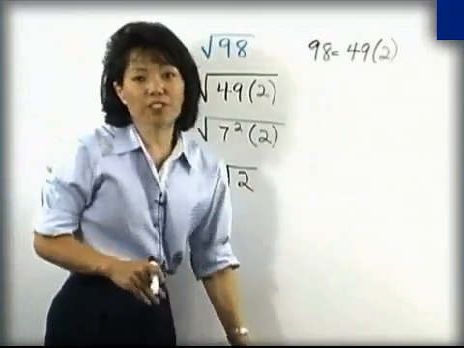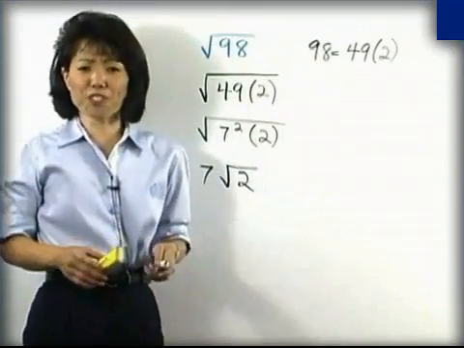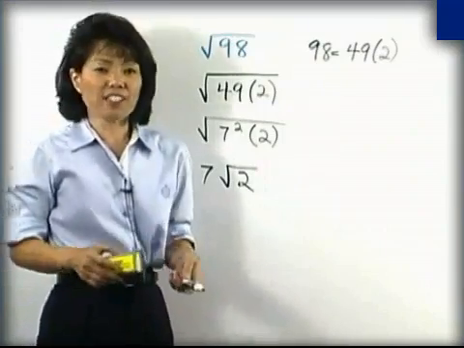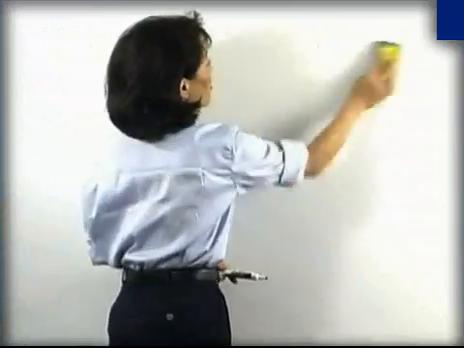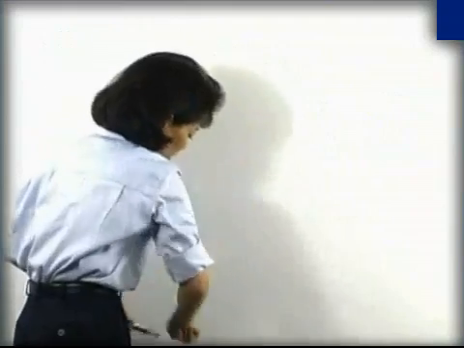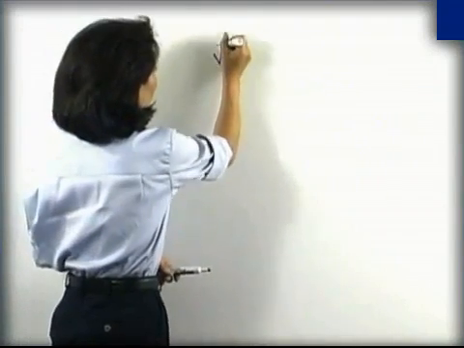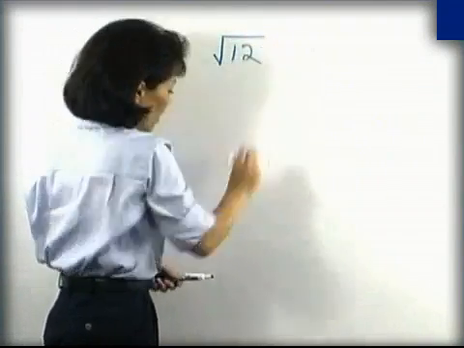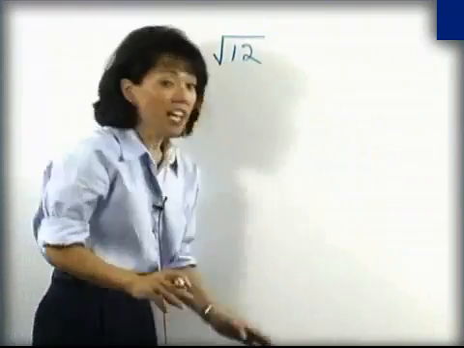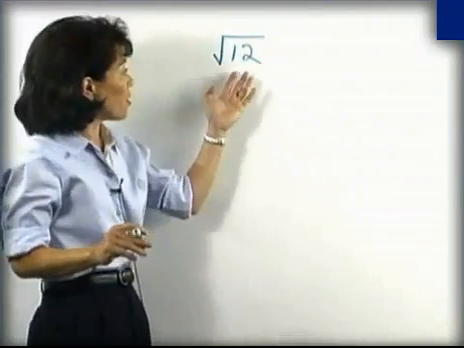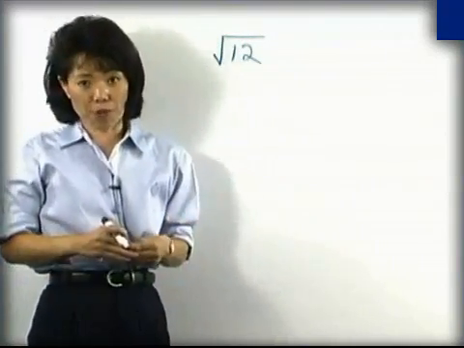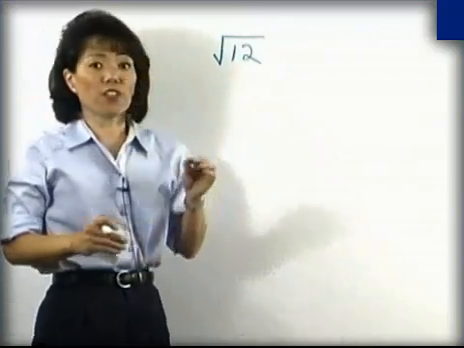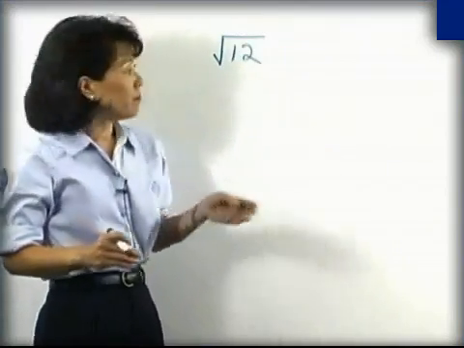These are probably the most difficult types of problems for most students, so don't feel too bad if you don't get it the first time. It just takes a little practice. In fact, let's just try one more of these and see if we can get it. Let's simplify the square root of 12. Now, the key to simplifying these not perfect squares here is to think of factors that are perfect squares. And you want to use the largest perfect square possible.